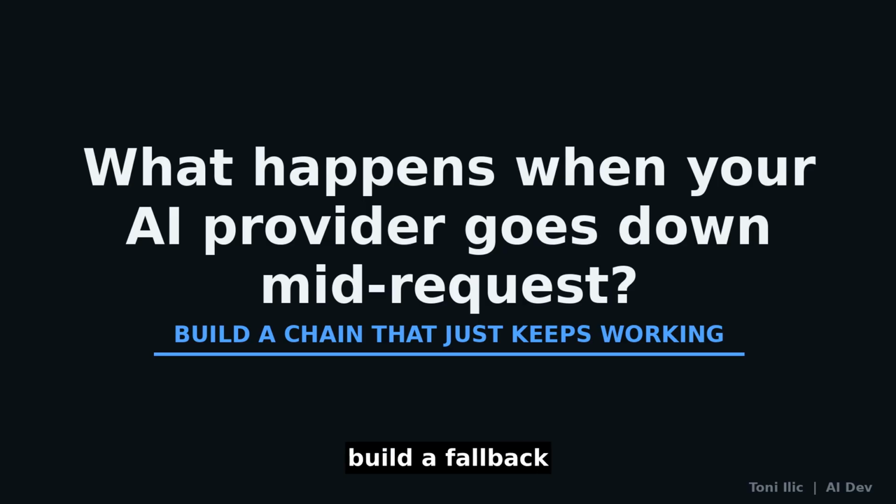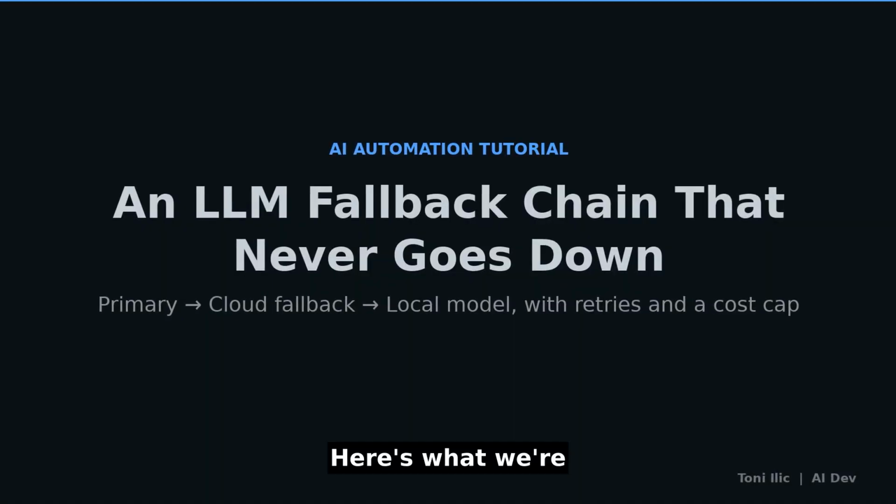We'll build a fallback chain that tries your best model first, quietly falls back to a second provider when it fails, and finally drops to a local model that runs on your own machine. Timeouts, retries, and a hard spending cap are baked in from the start. Let's build it. Here's what we're building.